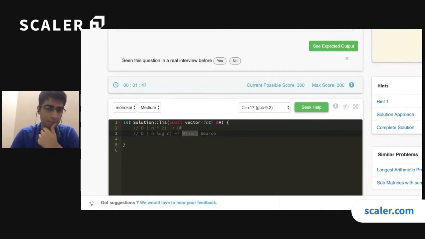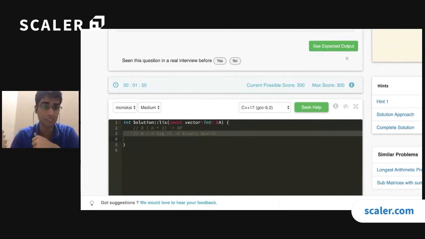Do try this, because the binary search solution, once it hits you, is very good for you. Or actually, let us try to solve it in O(n log n) way as well today. Let me answer what the other questions are.